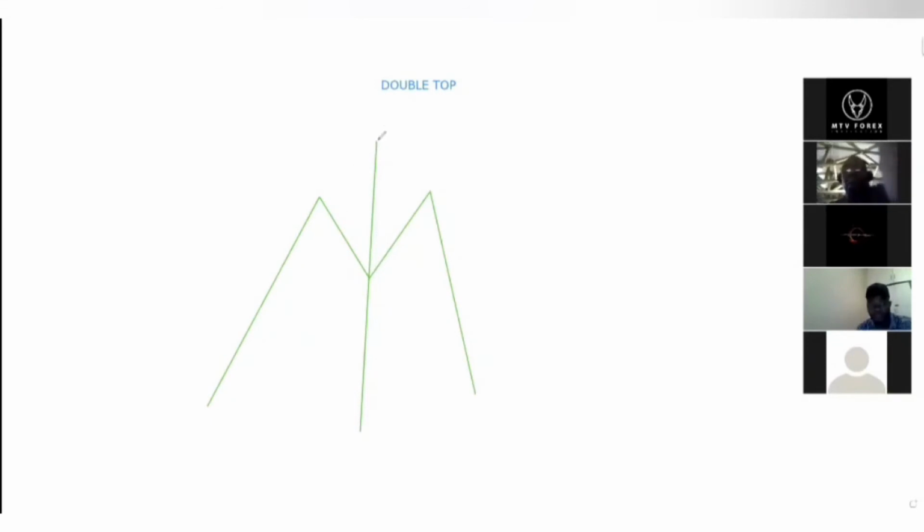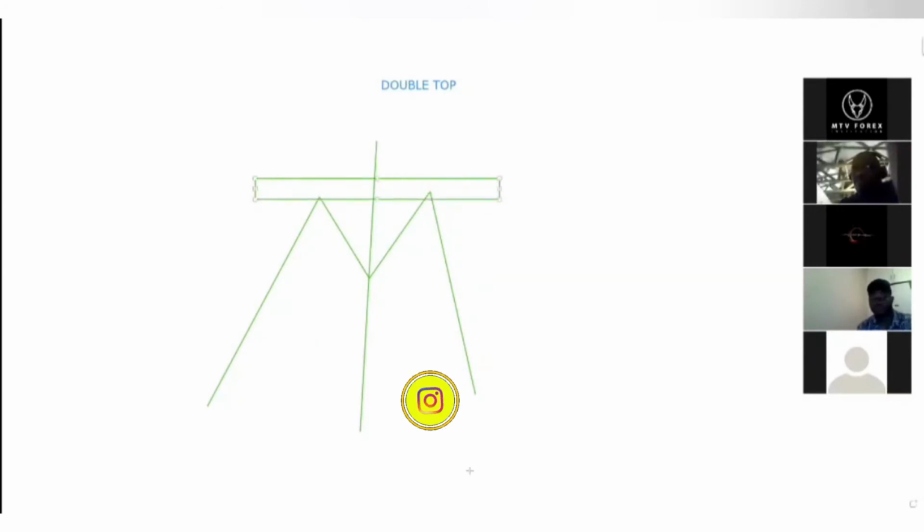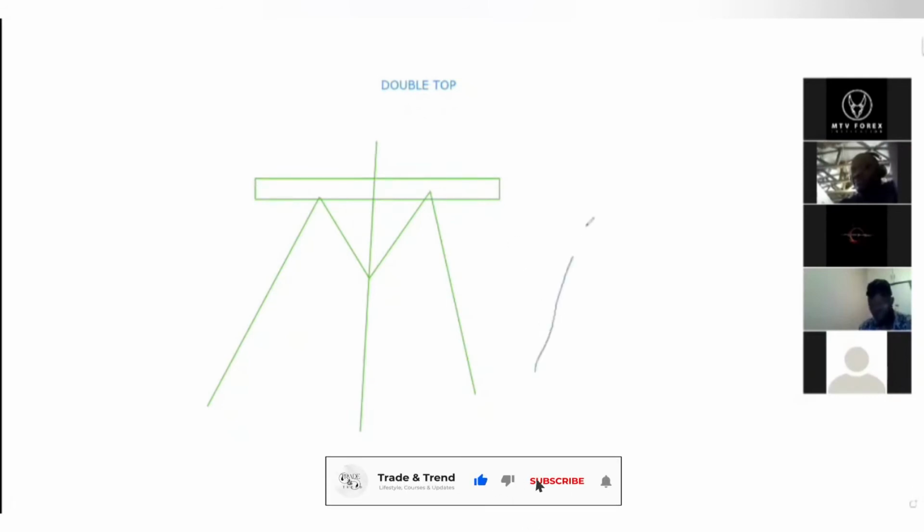I want to teach you something important. Yes, we have a resistance level here. But there's something powerful that I want to teach you guys here. Look at this. We do have a structure like this now. But before a double top was created, before you even saw that the market would create a double top, what happened? The market pushed to the upside, right?